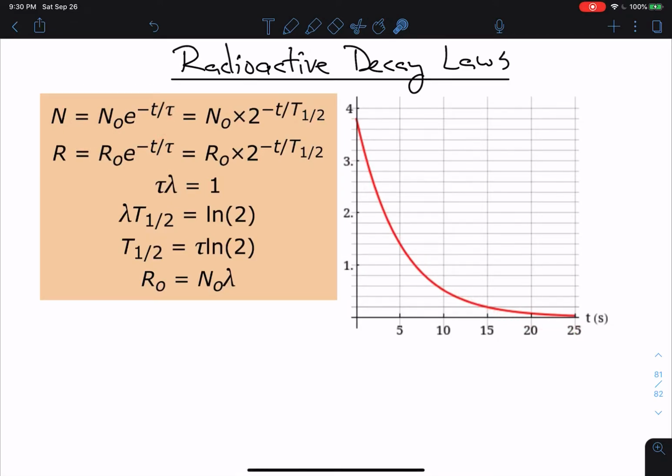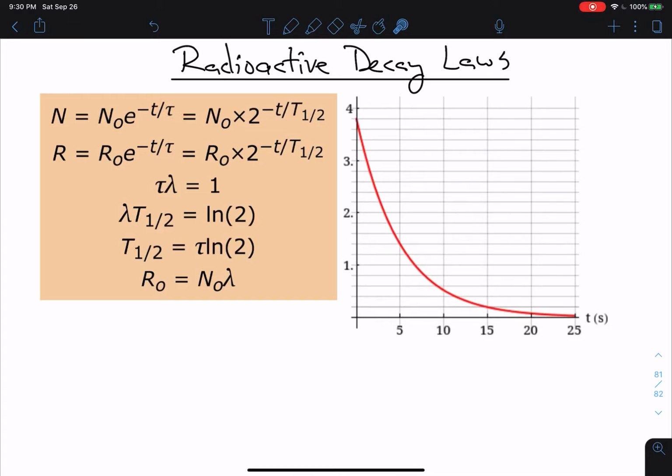We saw it with the RC circuit. We saw it with the LR circuit. So mathematically, nothing new here. Now, there are a few more relationships, a few more symbols we need to talk about. So first, tau. When we were dealing with circuits, we called it the time constant. Mathematically, it still behaves the same, but when we're talking about radioactive decay, tau is called the mean life.